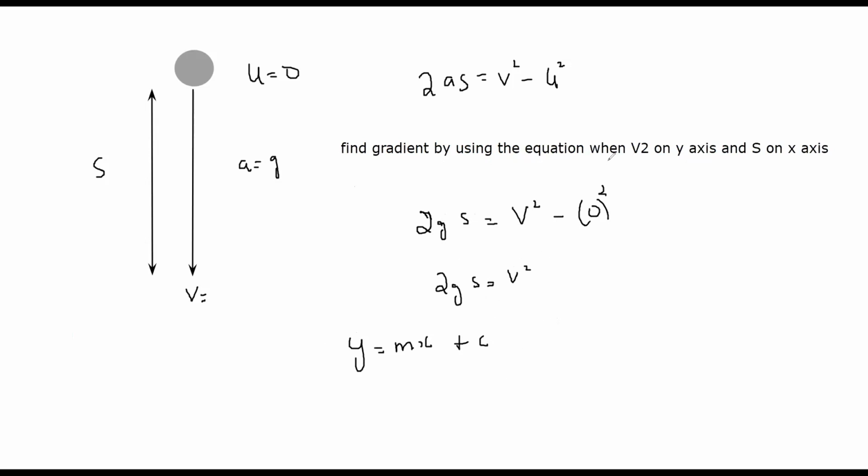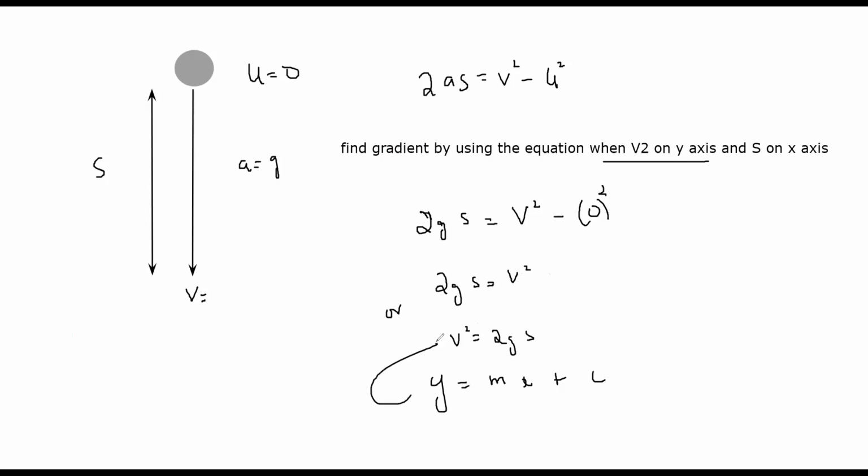But in this one, the quantity which I'm plotting on the y-axis is on the right hand side. So first I have to rearrange the equation. When I rearrange this equation, I can also say v square is equal to 2gs. I just switched the whole equation. Now I can compare y is equal to mx plus c.